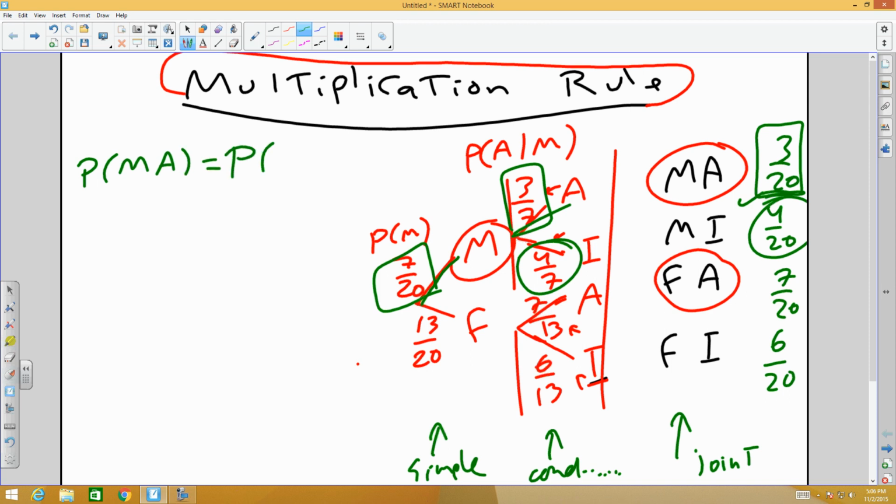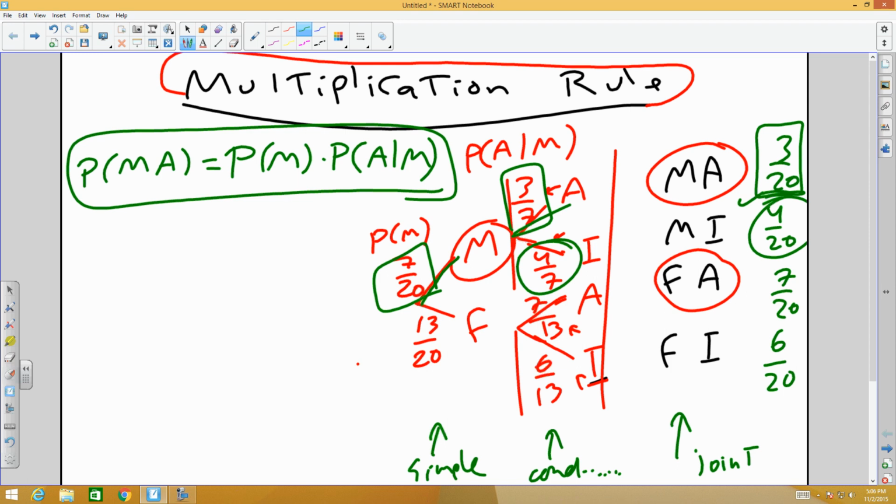Not the number. Yeah, the probability of M times the probability of A given M. So the probability of the first and second together, meaning happening at the same time, because what happened here is I have both male and against at the same time. So this and this happening at the same time is the probability of the first times the probability of the second given the first, not just the second, because the second happened conditionally after the first.